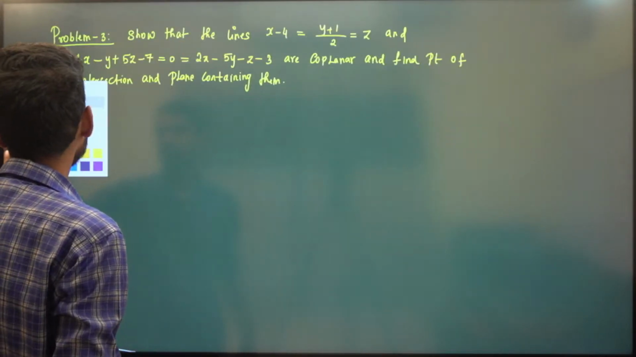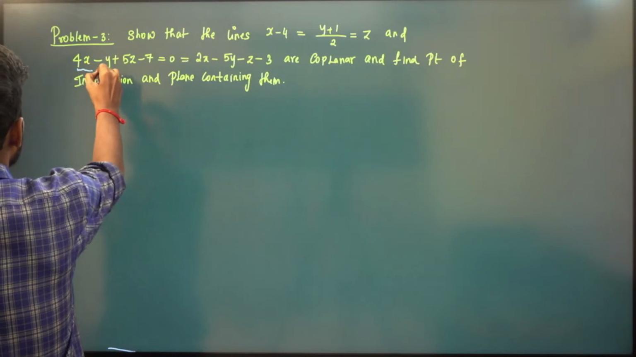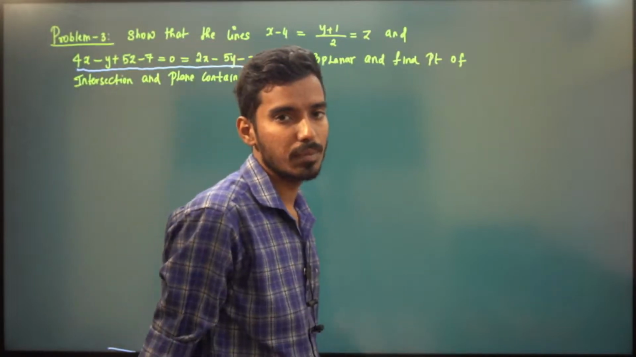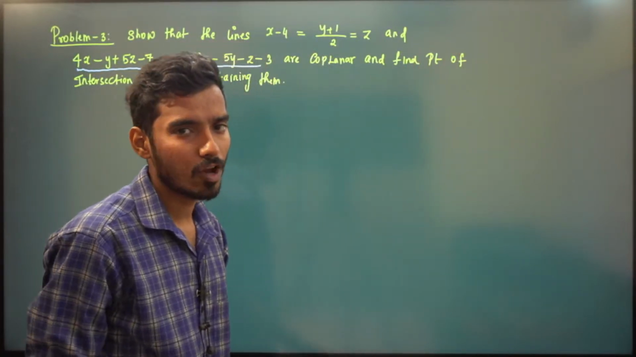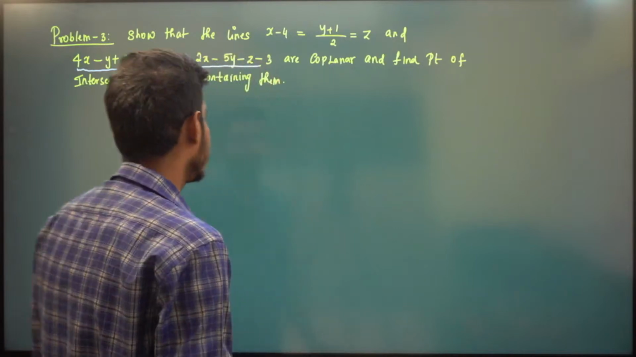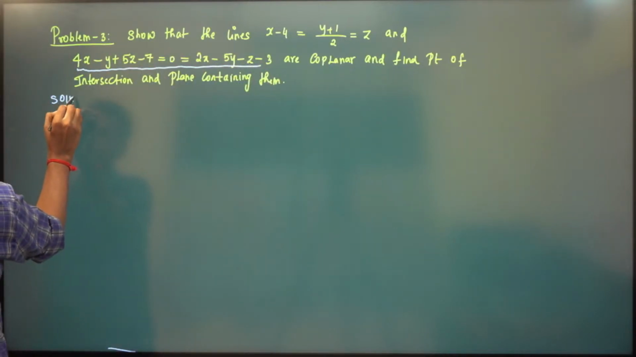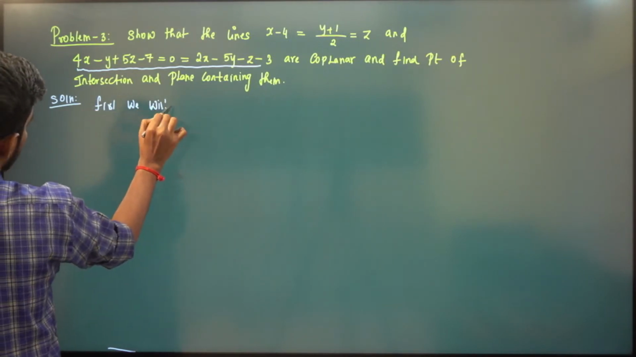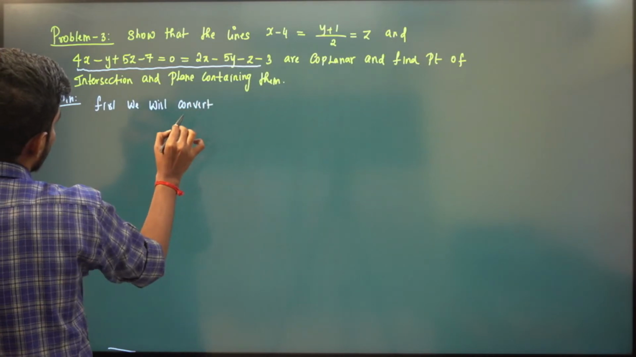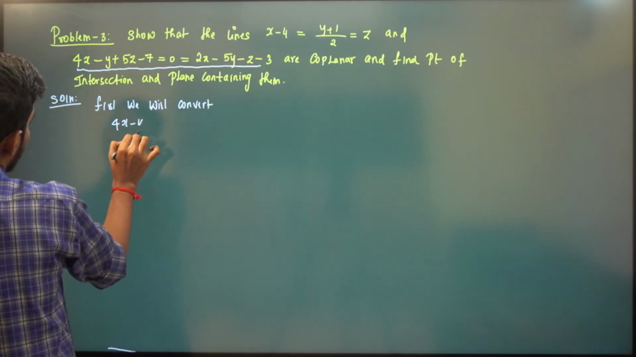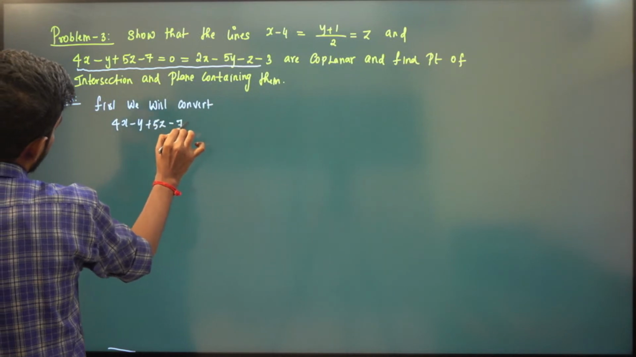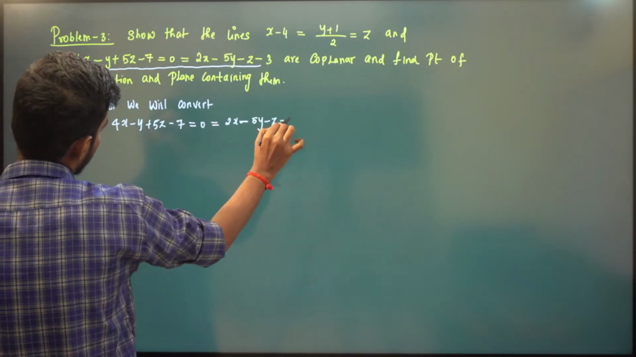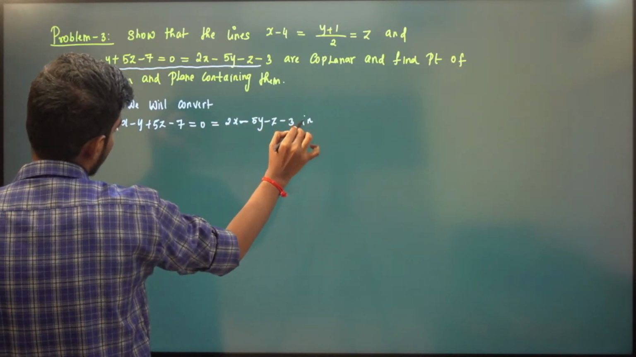So what we're going to do is first convert this. They have given this in general form, right? So before getting into the problem, we will convert this general form to symmetrical form. Then you will have two lines in symmetrical form. Follow the previous procedure. That's it. So we will convert 4x minus y plus 5z minus 7 = 0 = 2x minus 5y minus z minus 3 to symmetrical form.